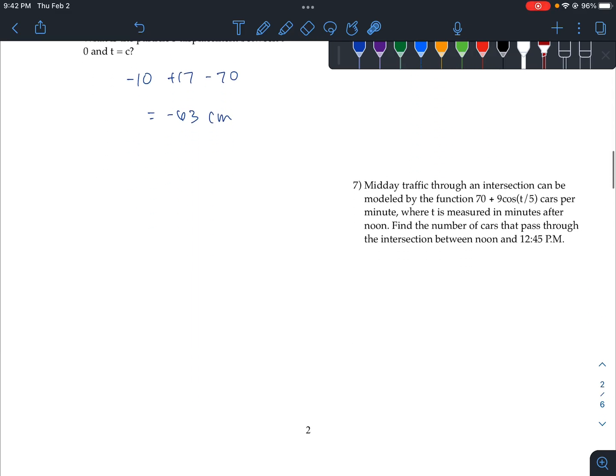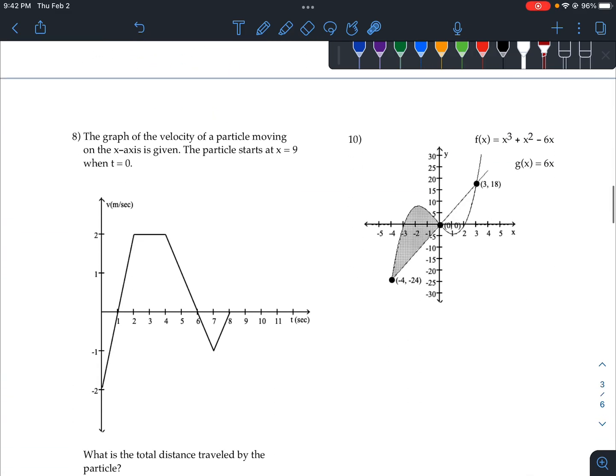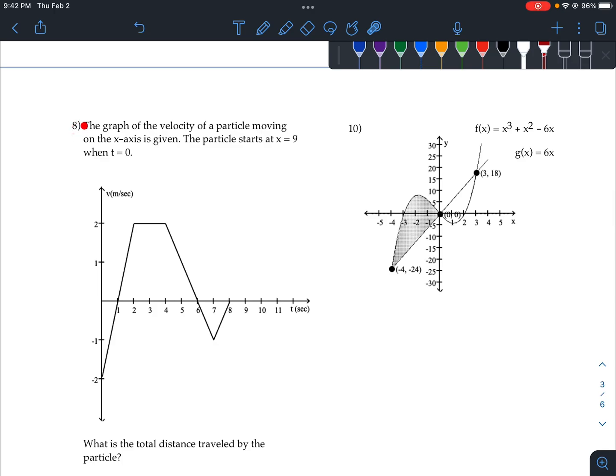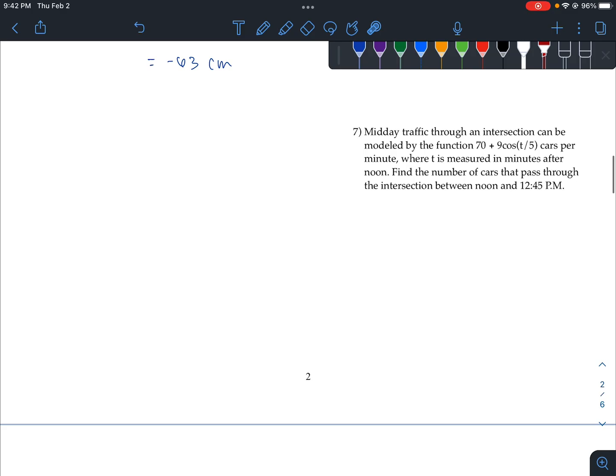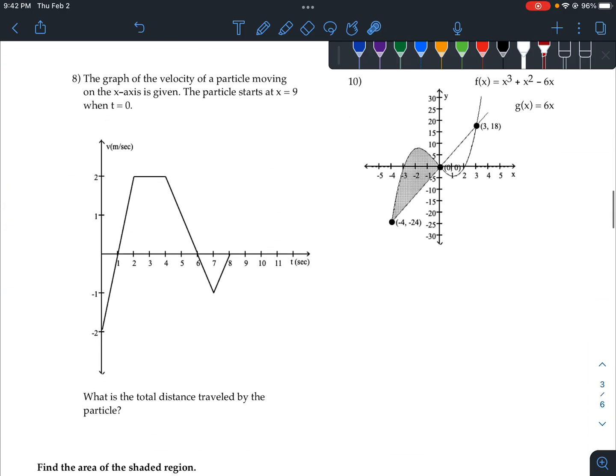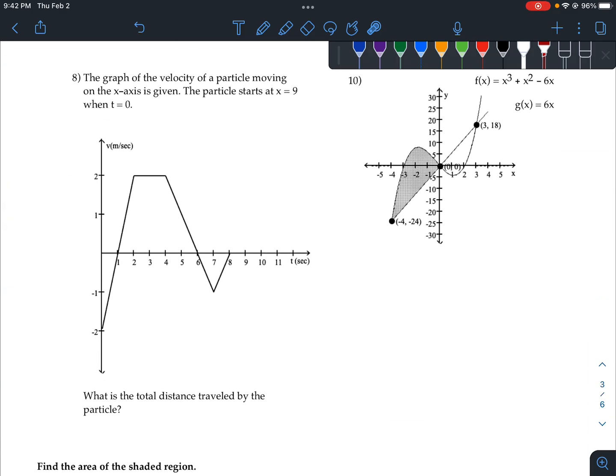Okay, and then we have another one on number 8 that's very similar, but I chose to put it here because I wanted to be more efficient with the space of the review. So I'm going to jump to 8 and then I'll go back and do 7 because 8 is more like 5 and 6. The graph of a velocity of a particle moving along the x-axis is given.